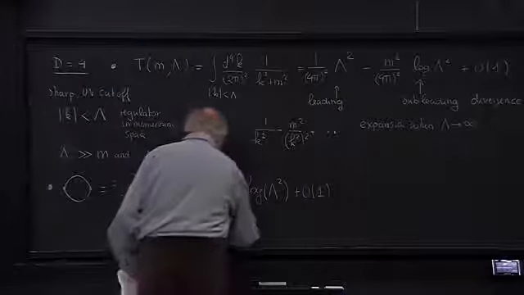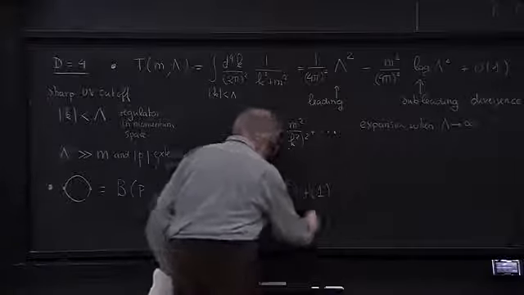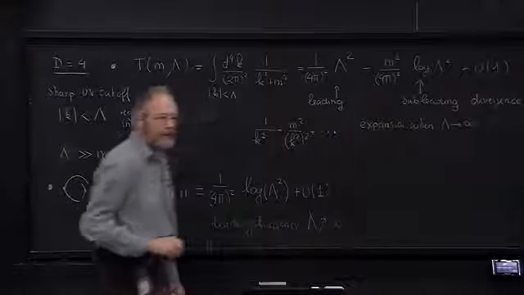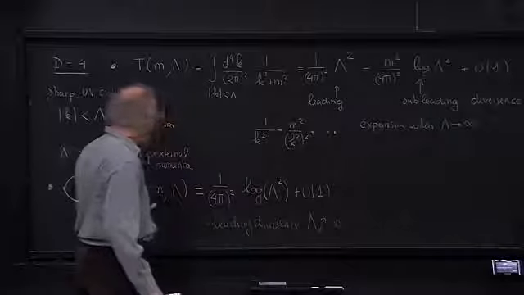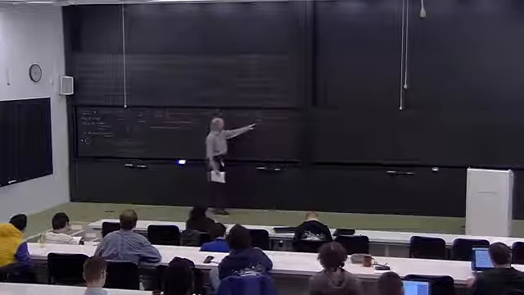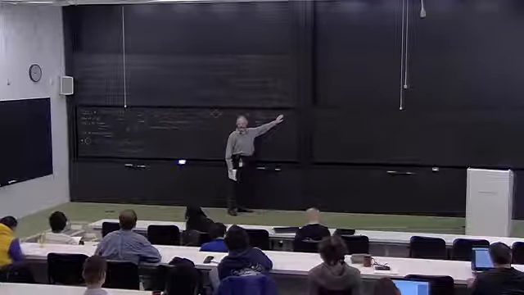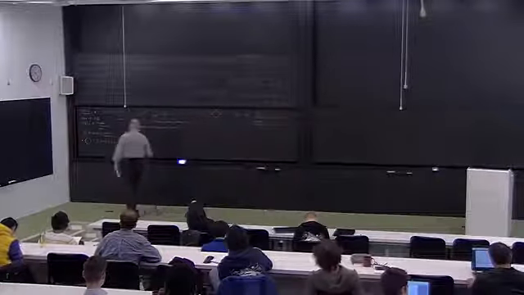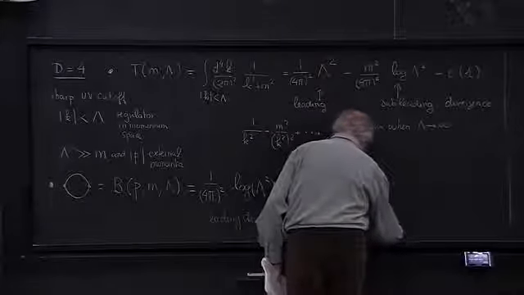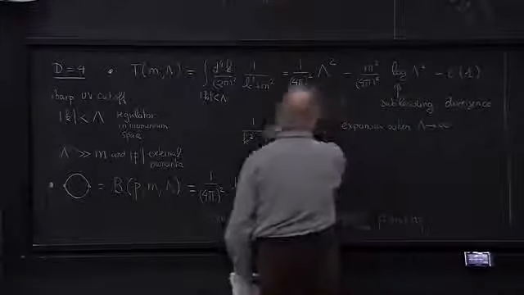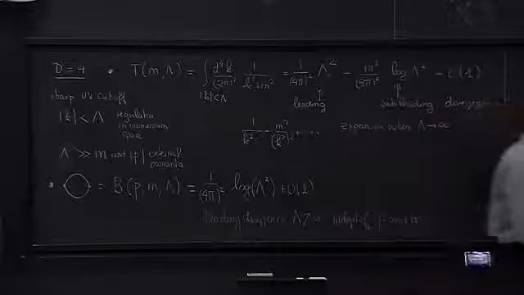So you see the leading divergence when lambda goes to infinity is a log. Okay? And you see that the leading divergence doesn't depend on P or M because it's a divergence that occurs when K is very, very large, much bigger than M and much bigger than P, so you can neglect them. So it is independent of P and M. And again, here, this one is also independent of P and M. That's going to be quite important.